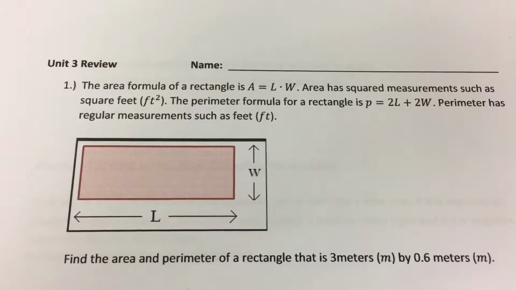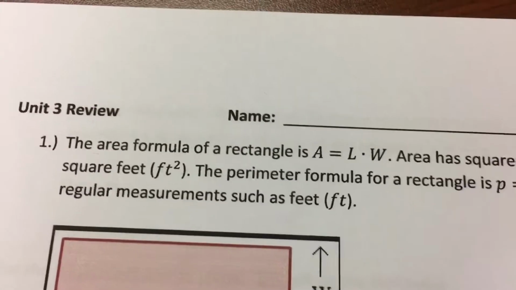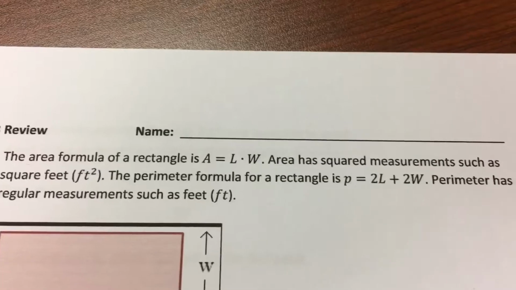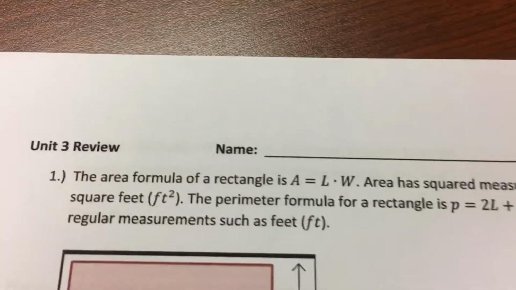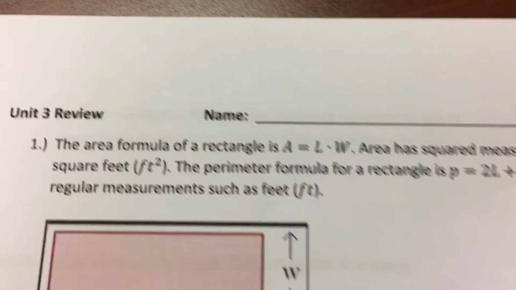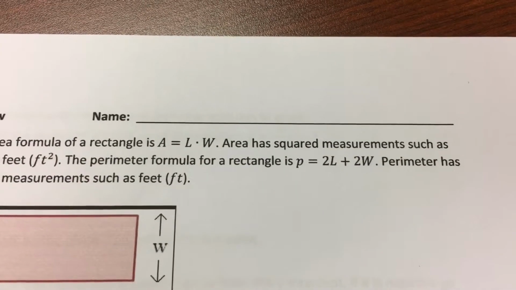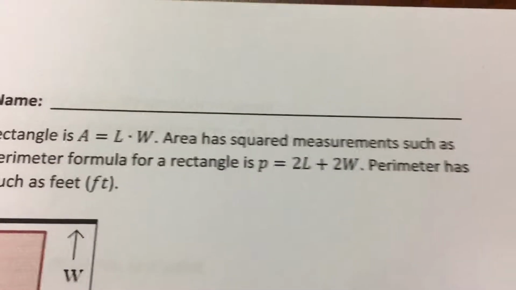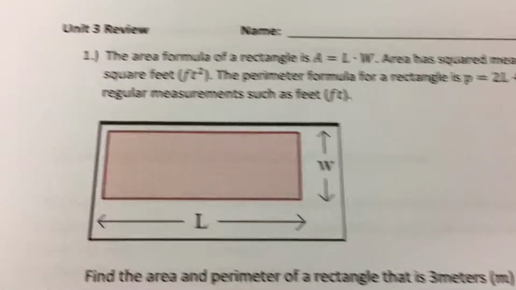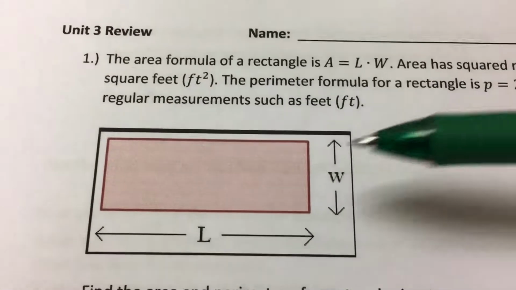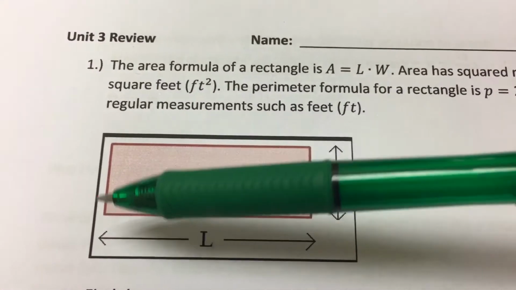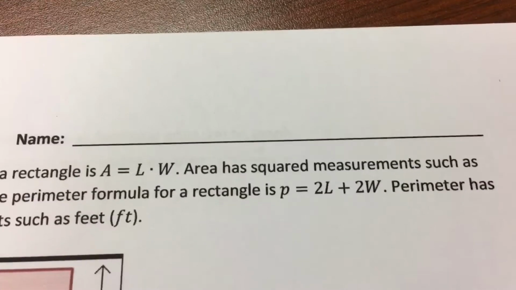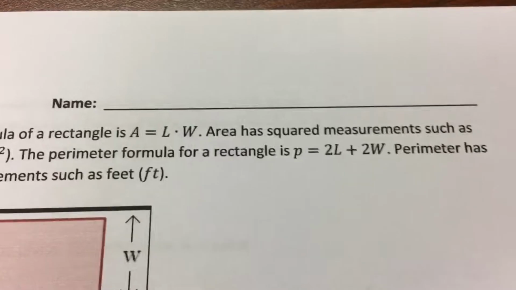Notice the formula for the area of a rectangle is area equals length times width. Area has square measurements, like feet squared or square feet. The perimeter of the rectangle is where you add all the sides. The perimeter formula is perimeter equals twice the length plus twice the width, because you have a width and a width, so there are 2 of them, and then you have length and length.